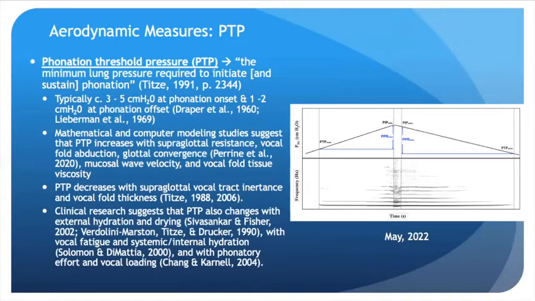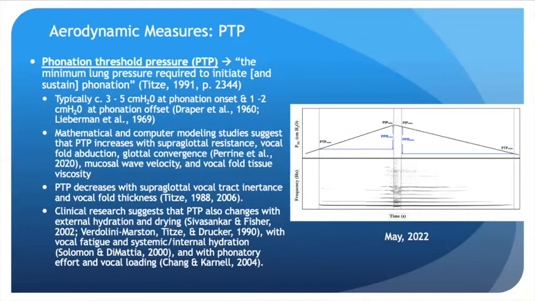This is a little figure from my dissertation, where I measured a number of aerodynamic variables, and you've got PTP at onset and PTP at offset. Typically, it requires more pressure to onset phonation than to offset phonation. So typically about 3 to 5 centimeters of water at onset, 1 to 2 centimeters of water at phonation offset.